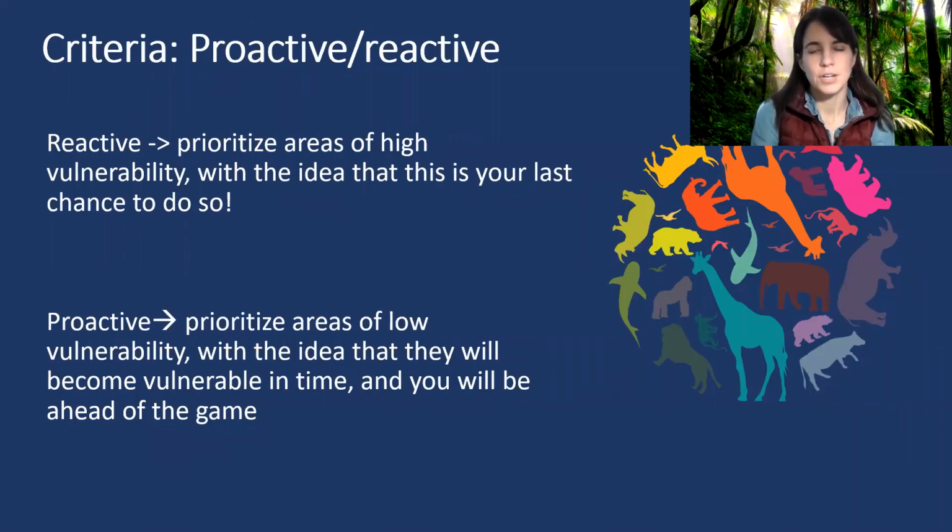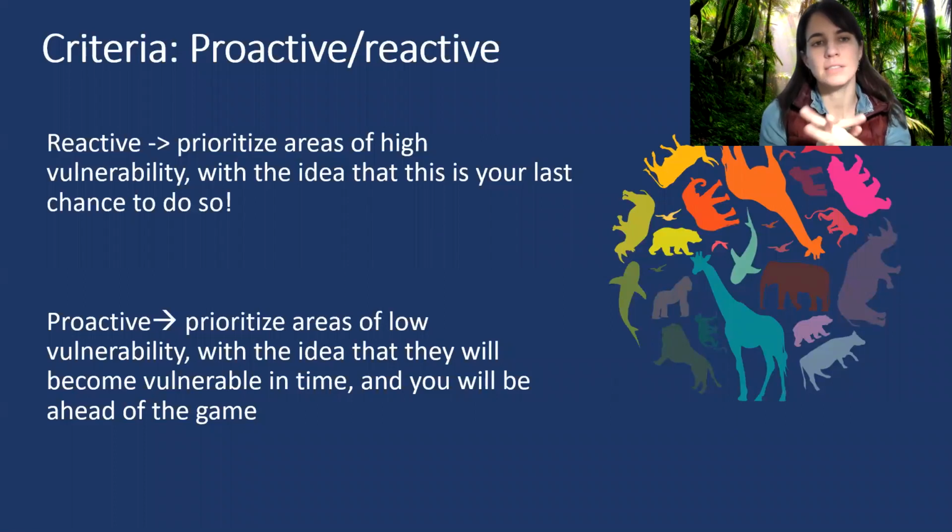So the last criteria that your book talked about was this idea of, okay, should we be reactive? Should we prioritize areas that are already really threatened and vulnerable because of human land use, human actions? So protect them because this is our last chance. Or should we be proactive? Let's protect areas like those last wilderness areas where people haven't penetrated yet. Let's protect them before they get in trouble, right? Let's be proactive.